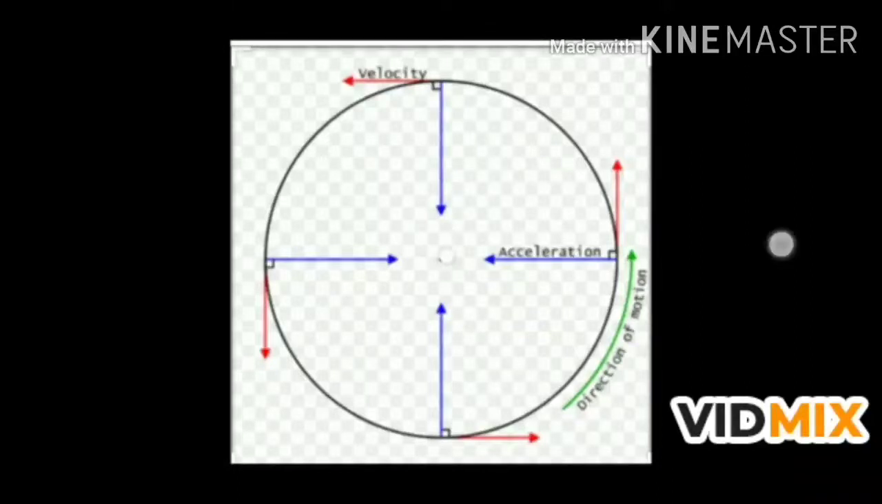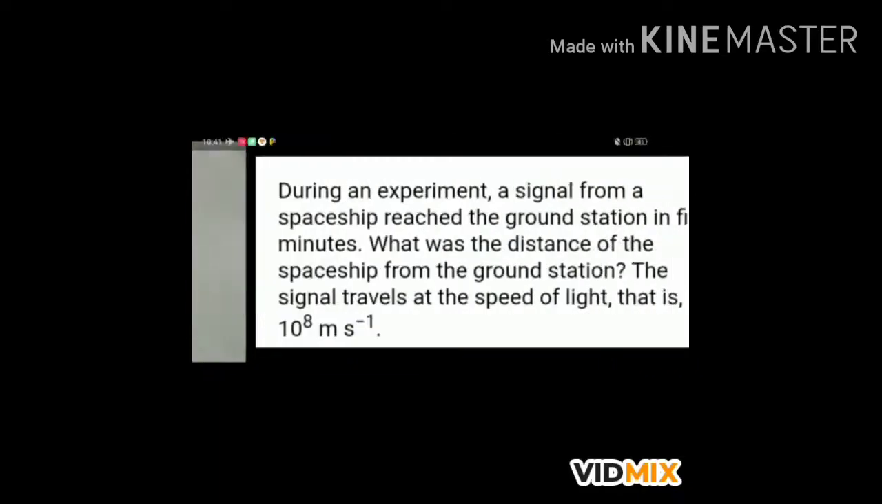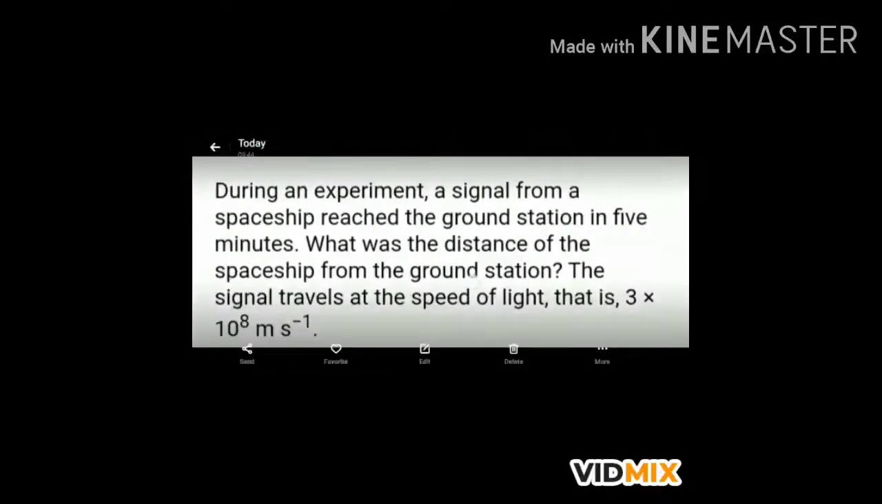Students, in this video we will do numericals of chapter 8, that is motion. The first question of your NCERT is: during an experiment a signal from a spaceship reached the ground station in 5 minutes. What was the distance of the spaceship from the ground station? The signal travels at the speed of light, that is 3 into 10 to the power 8 meter per second.